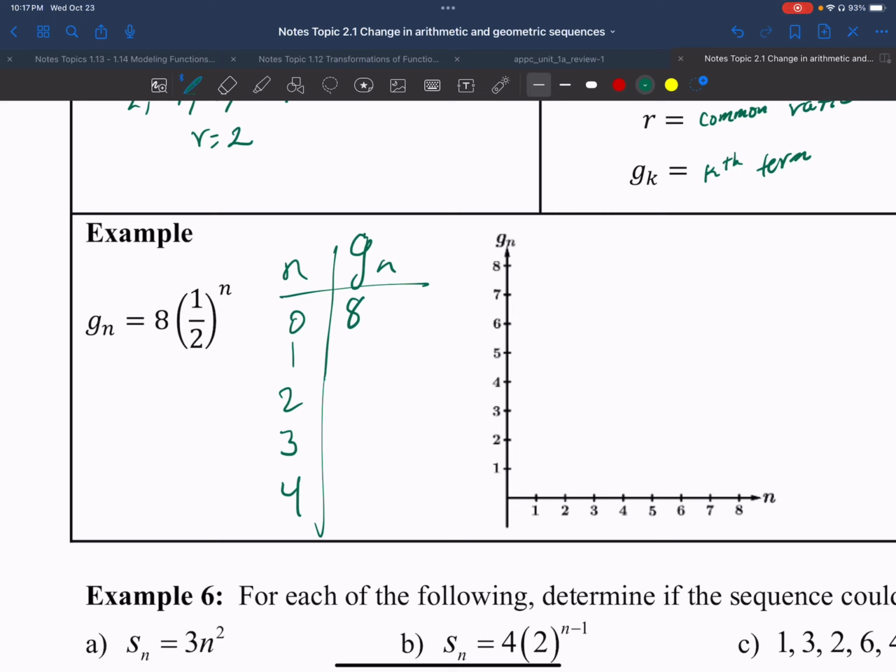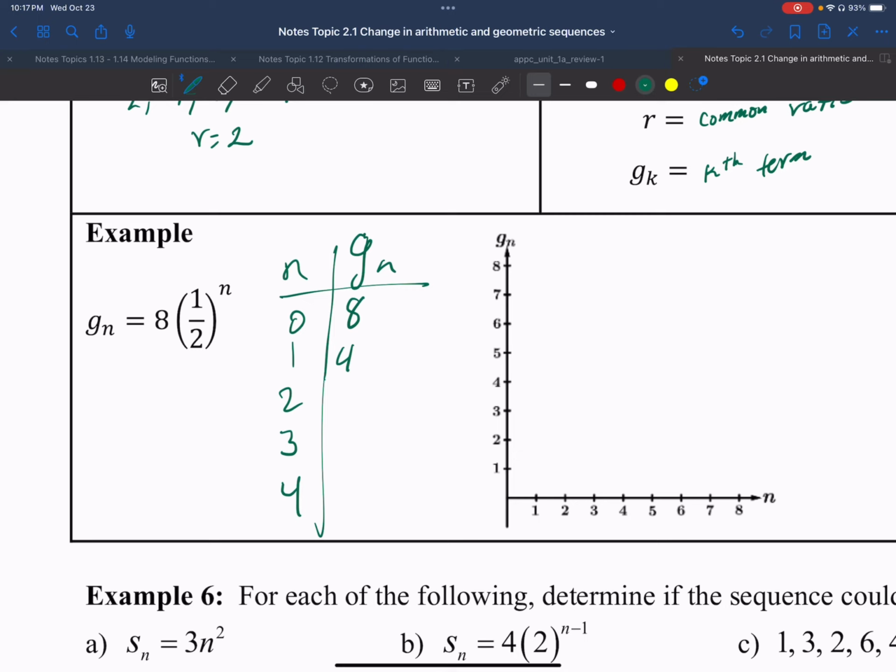That's my initial value. When I plug in 1 here, I get 8 times 1/2 to the 1. 1/2 to the power of 1 is just 1/2. So 8 times 1/2 is the same as 8 divided by 2, which is equal to 4. So that will be the next term in my sequence.